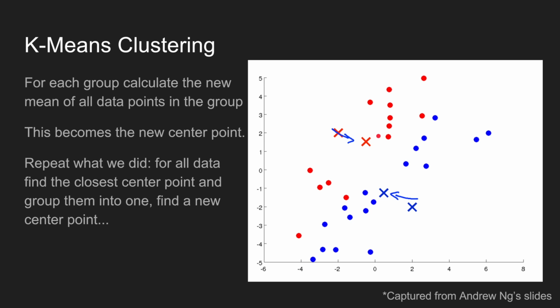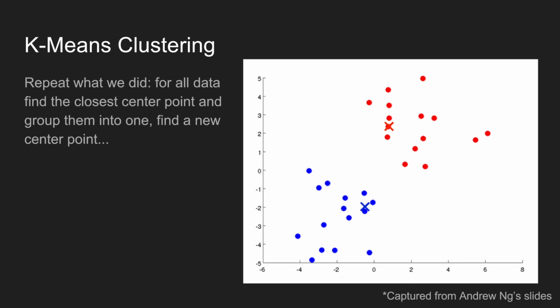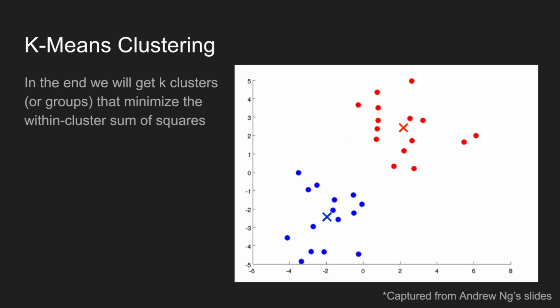And then with this new group, we repeat what we just did. For all the data, find the closest center point, group them, and then find a new center point, and so on. As we continue, we can see that the center points start migrating to somewhere around here. In the end, we will get k clusters, or in our case, 2 clusters that minimize the sum of squares. In other words, this is the point where the sum of all distances from data points to the center points is minimum.